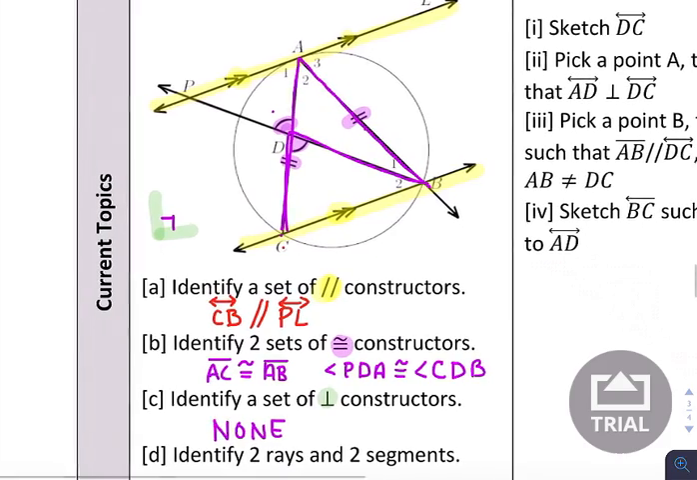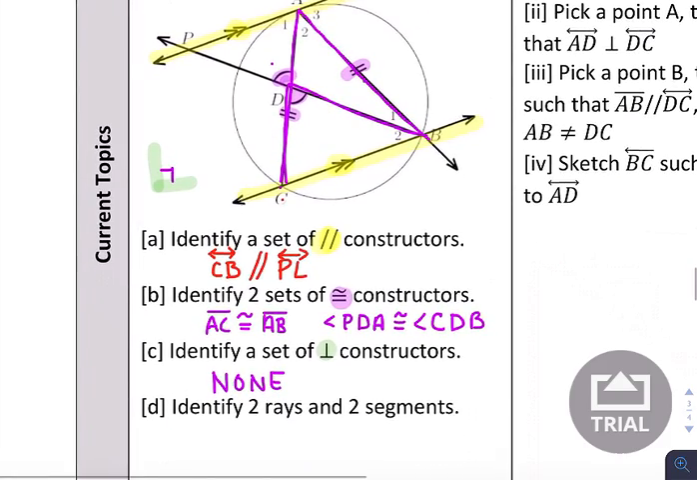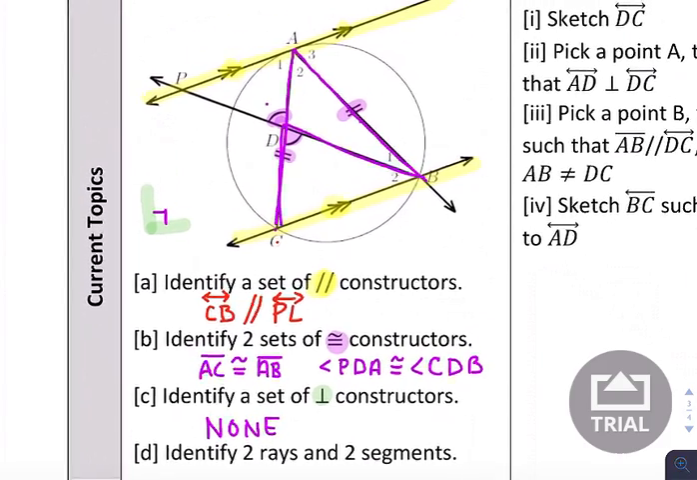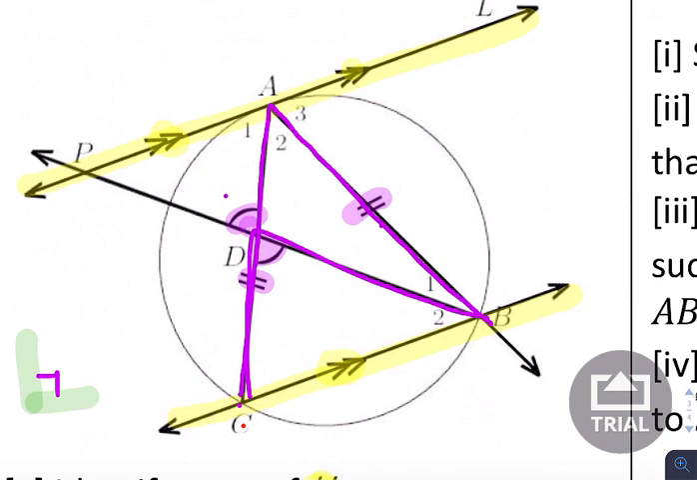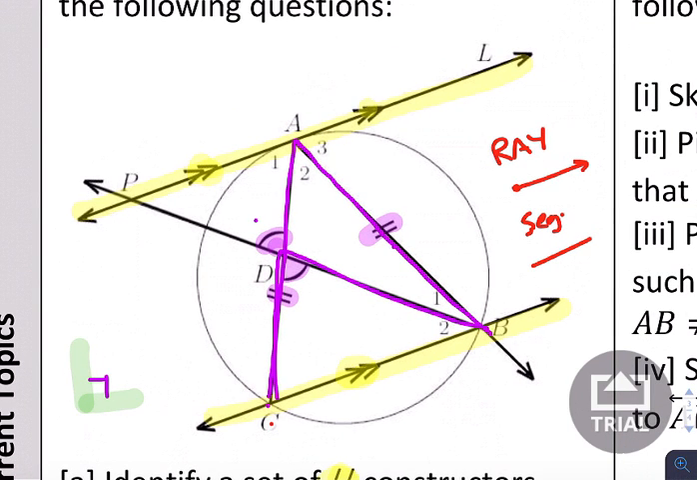There's nothing you can reliably say is perpendicular. As far as rays and segments, really the world's your oyster here as far as what you want to name. Keep in mind when we're talking about a ray, we're talking about something that has a starting point and then continues in one direction. A segment has a starting and stopping point. But here's where your knowledge of geometric structure really comes into play.